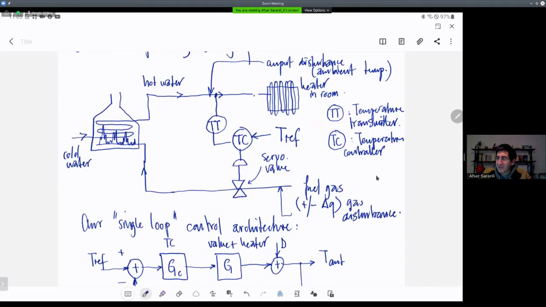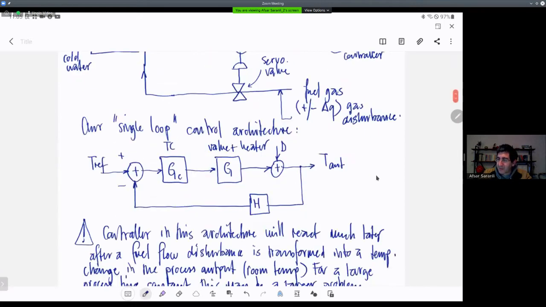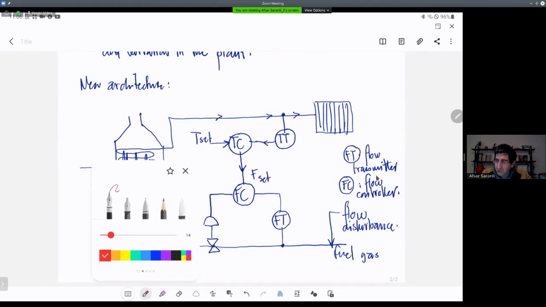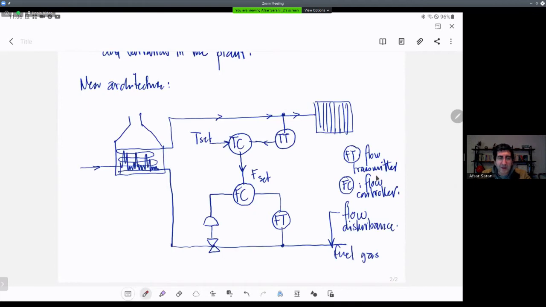All right, so the new architecture is somewhat more complicated, but it's intuitively simple. What's happening is that you have a flow controller whose set point is defined by the temperature controller. So you have two controllers here. Now the terminology: this architecture is called the cascade architecture. By the way, there can also be a temperature disturbance here, or any other plant disturbance for that matter.